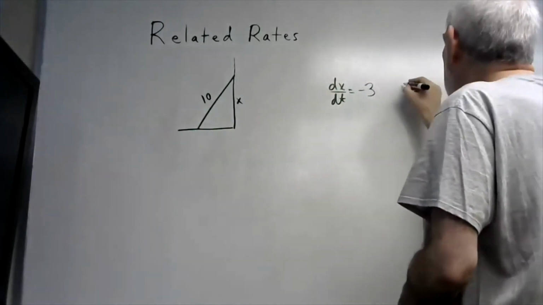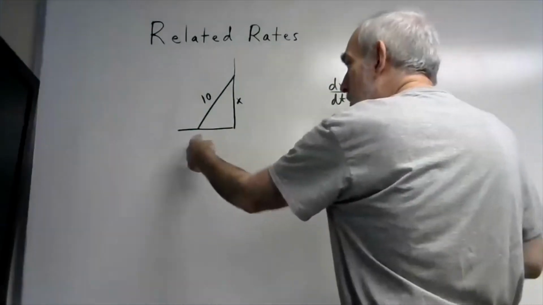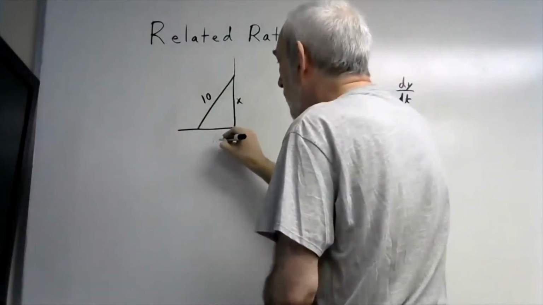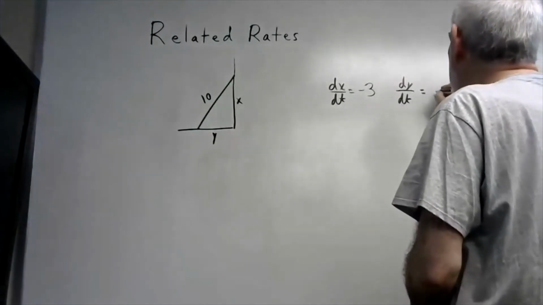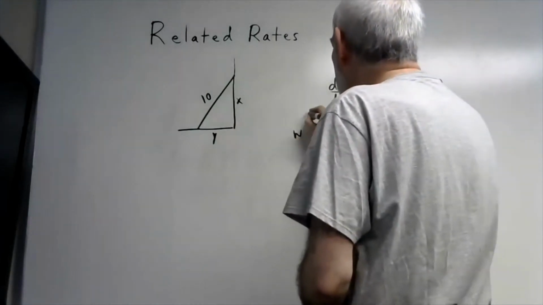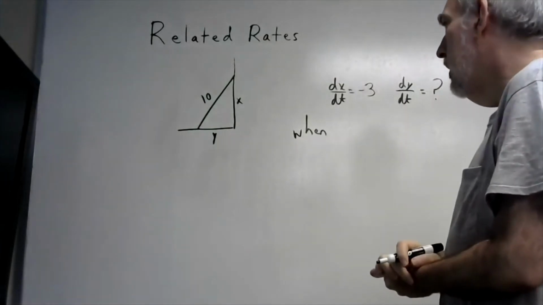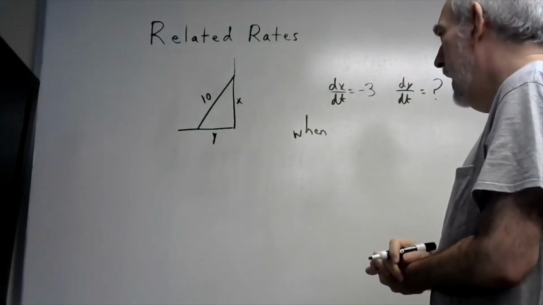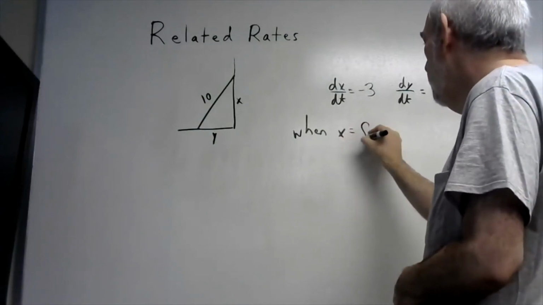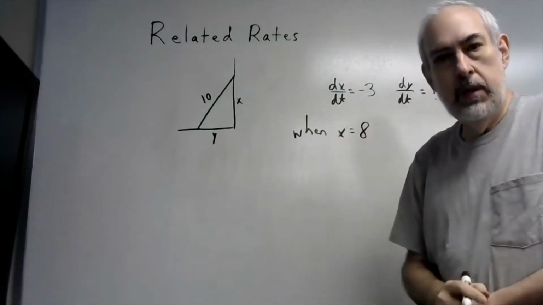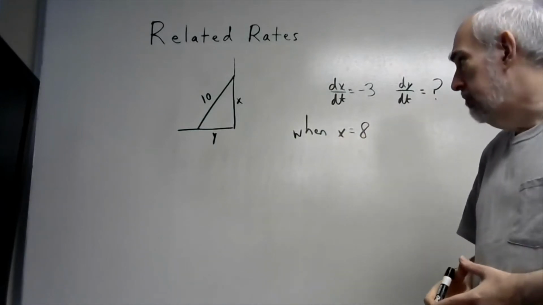Okay. We are trying to solve for how fast the bottom of the ladder goes away from the wall. So let's call this length y. So we're trying to solve for dy/dt when, let's say, x is 8. Okay, so I believe that's enough information to solve the problem.